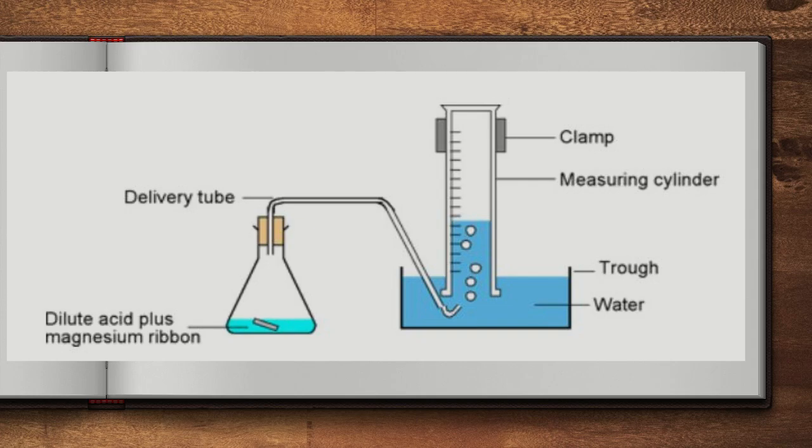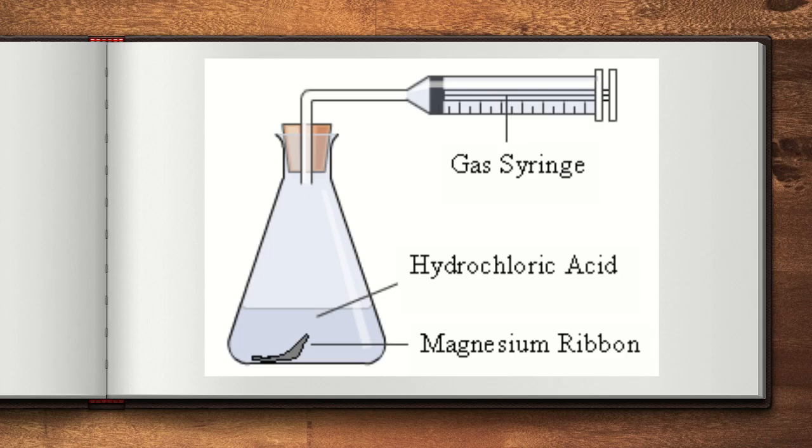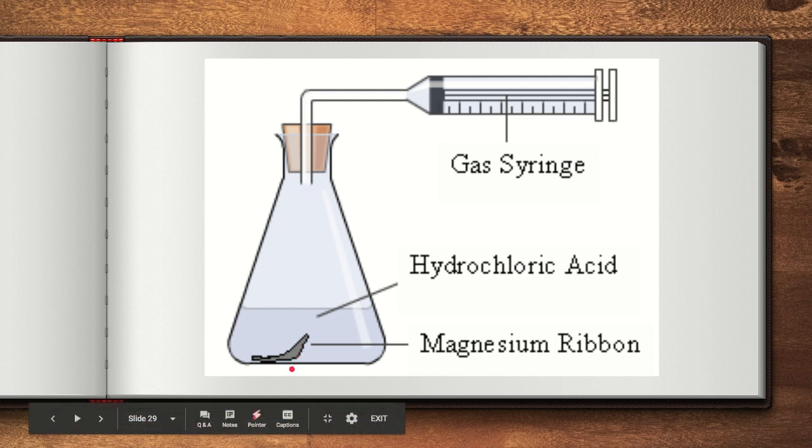This one's a little bit tricky to do as well, a bit messy. If you want the most precise way of measuring, you would have a gas syringe. This would be a glass gas syringe. You would have your delivery tube coming in. All of your gas would come up here and it would be collected in the gas syringe.